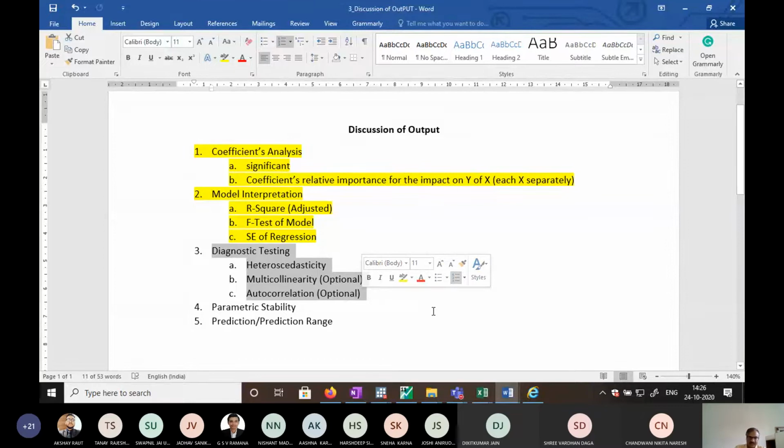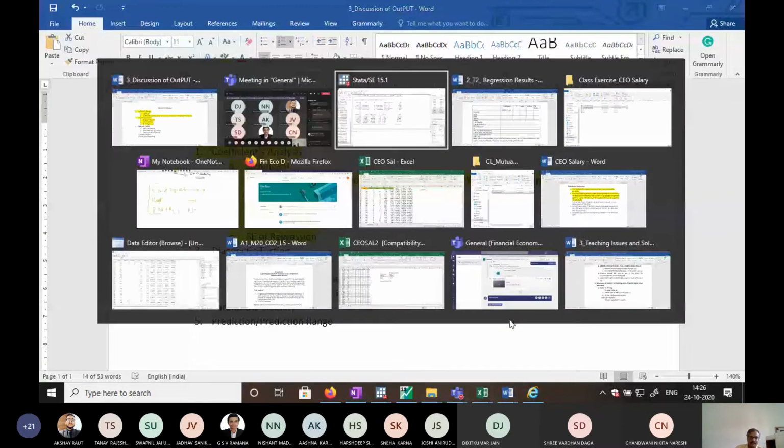So diagnostic testing, including parametric stability, may not be apparently present there, but it is much more important in a way. We should never ignore the third and fourth points in regression analysis. Rather, they are more important than the first and second. The first and second may be meaningless if you have a questionable situation in the third and fourth. I hope I have made my point clear.